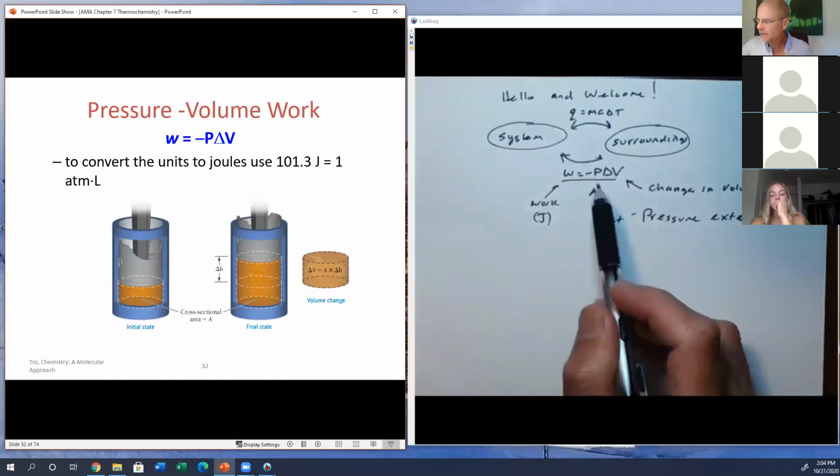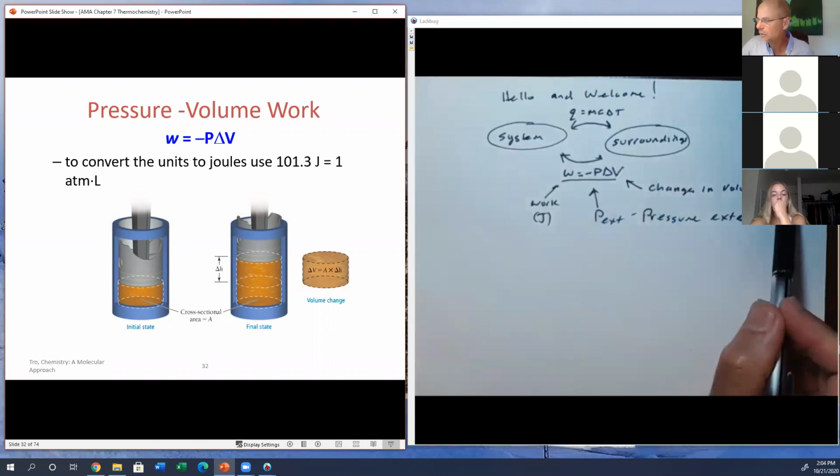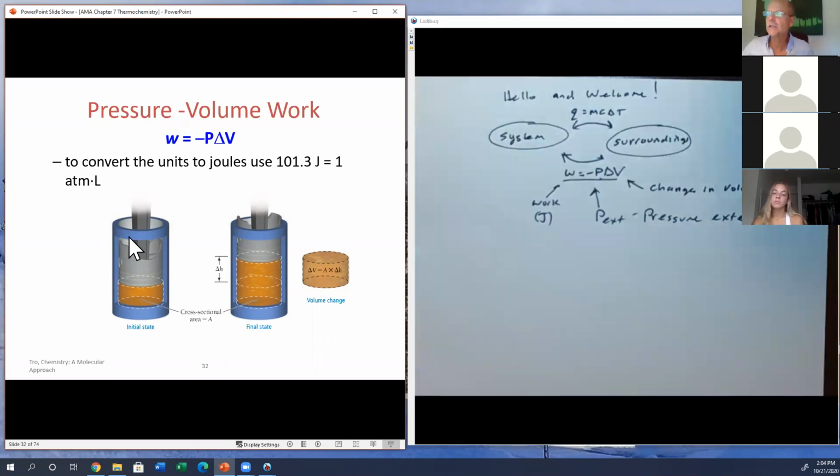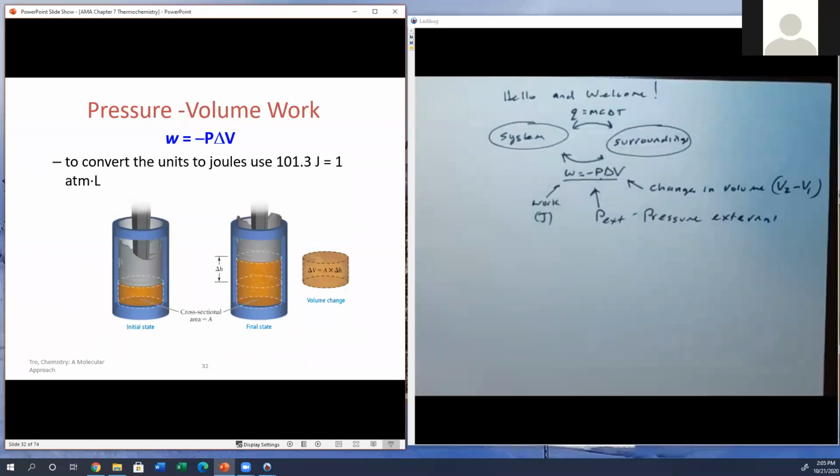So you can see in terms of the sign of this, if V2 is greater than V1, then work is negative. So for an expansion, like you see here, going from here to there, you're doing work on the surroundings, the system loses energy, and the surroundings gain some energy. So work is negative. Remember, when energy leaves the system, what sign does that carry? Negative. When energy leaves the system, that carries a negative sign.